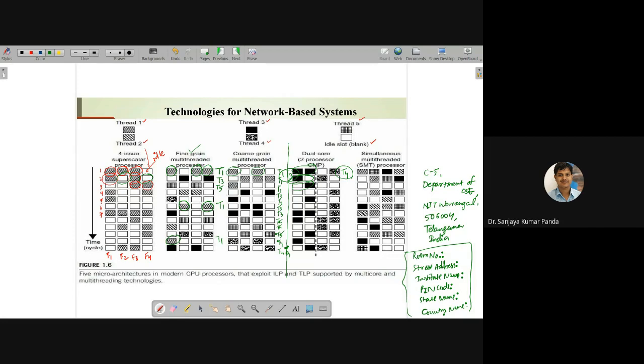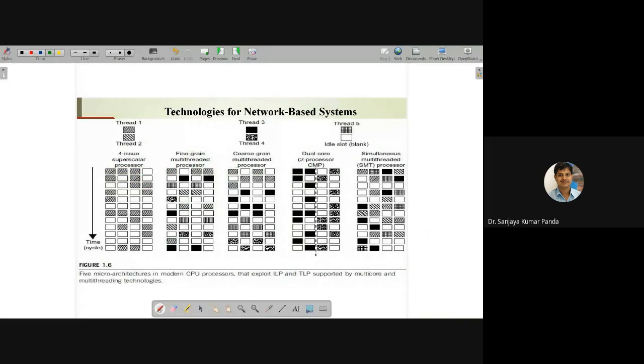Simultaneous multi-thread, or we call it SMT processor. What it enables is that multiple threads, or you can say instructions from different threads, can be executed in the same cycle. Like if you see here, this is your thread 1, right? First one is your thread 1, second one is thread 5, this is T5, this one is thread 3, and this one is thread 2.